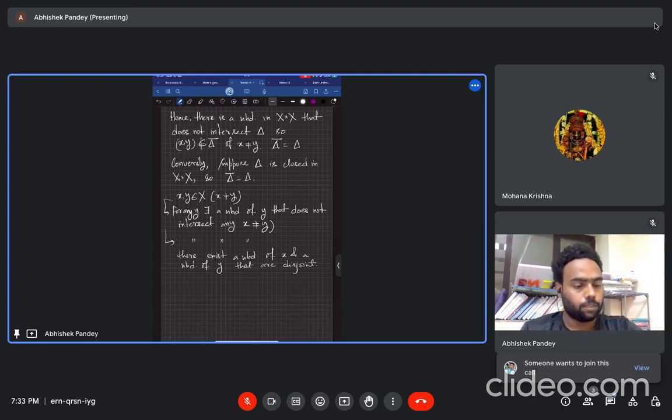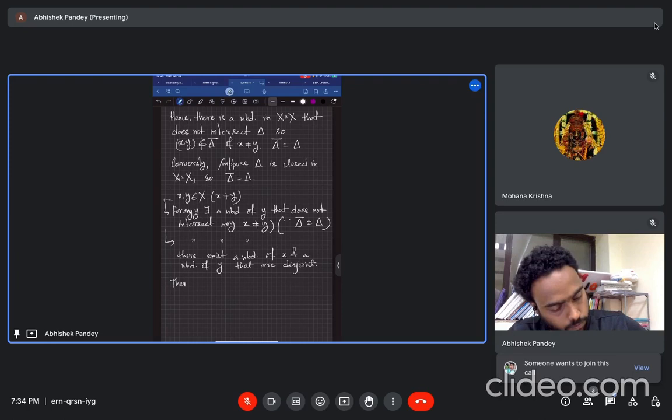Okay, so from where is it coming? For any y there exists a neighborhood of y that does not intersect x, because if it intersects, here we are using the closedness of this set, since this is the closure. If it intersects, then (x, y) where x is not equal to y will belong to the closure, which will be a contradiction. Okay, so therefore X is a Hausdorff space.